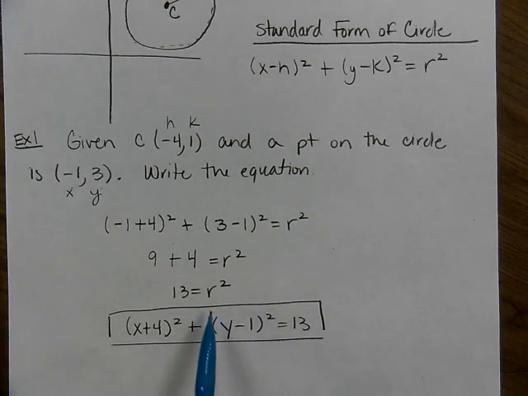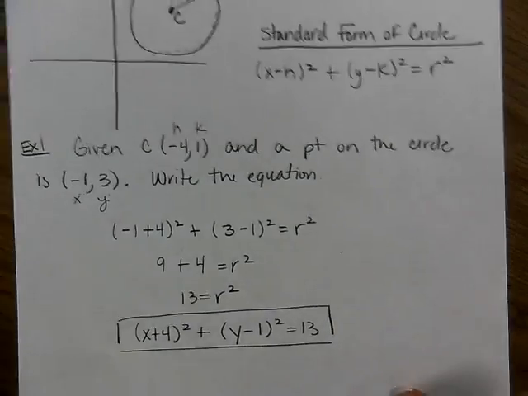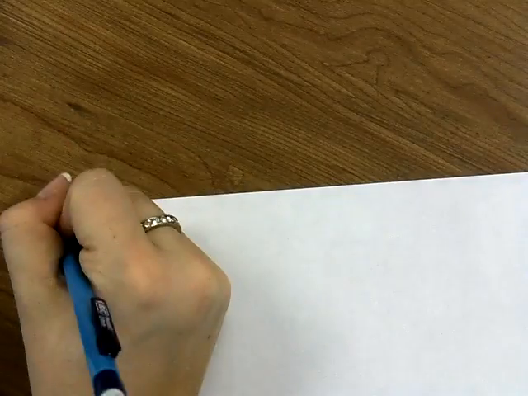No, because r squared is already 13. Okay? So like if we knew r was the square root of 13, then when you plug it in, you'd have to square it. Okay? Okay, that was pretty easy, right? Too easy. So let's make it a little bit more difficult.